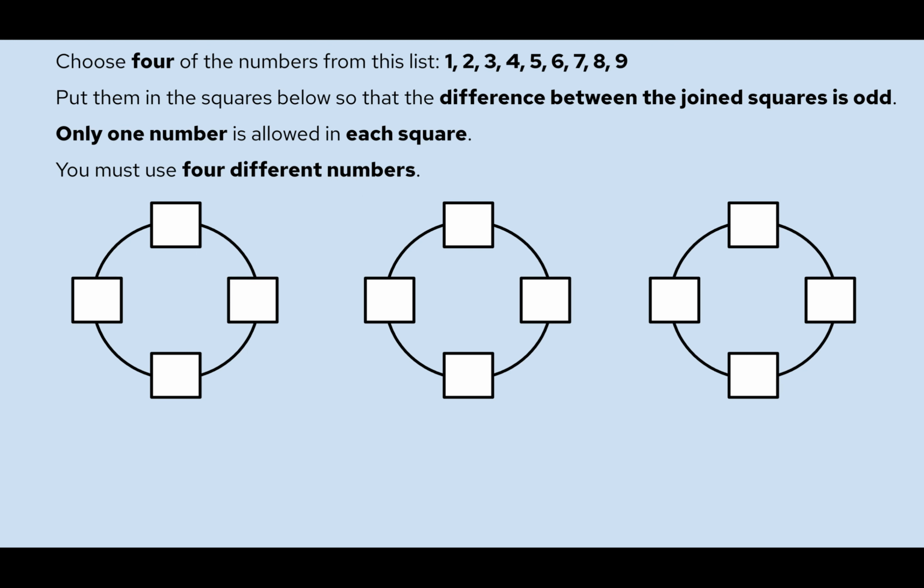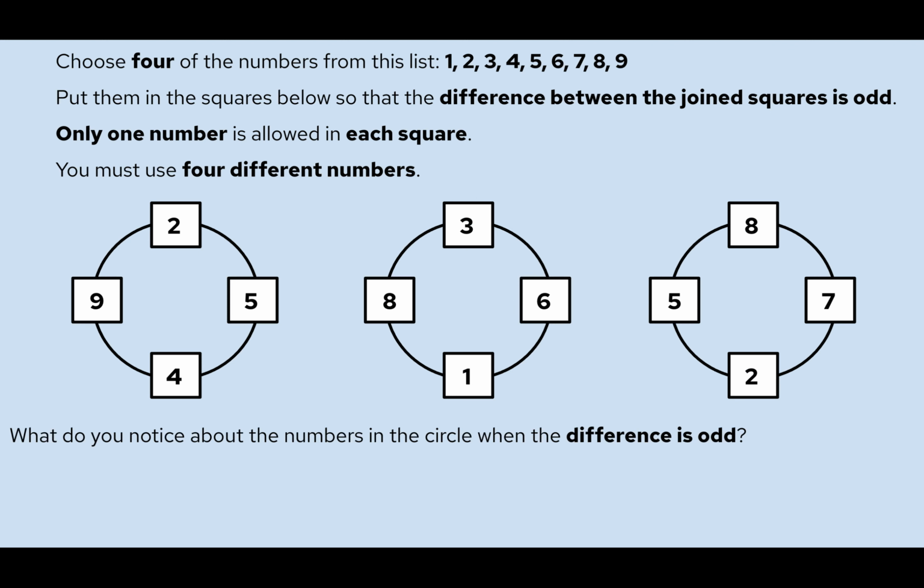So here's an example. I'm going to use 4 different numbers. I'm going to use 2, 5, 4, and 9. So the difference is going to be odd because 5 minus 2 is 3, 5 minus 4 is 1, and 9 minus 4 is 5. For the next ones, I used 3, 6, 1, and 8, and 8, 7, 2, and 5. So what do you notice about the numbers in the circle when the difference is odd? You might want to pause the video here.